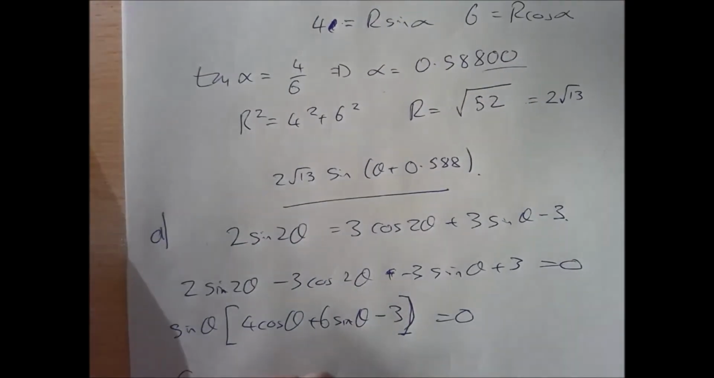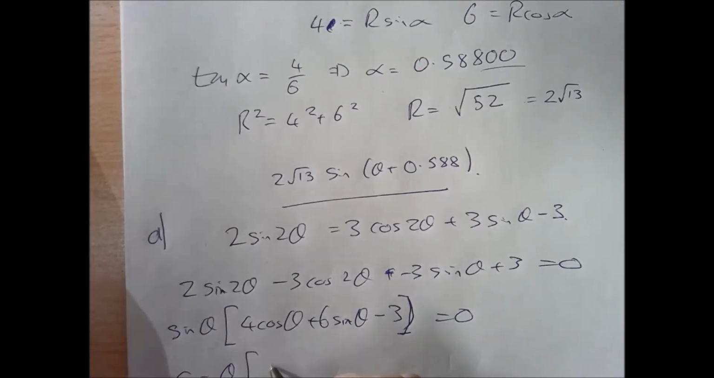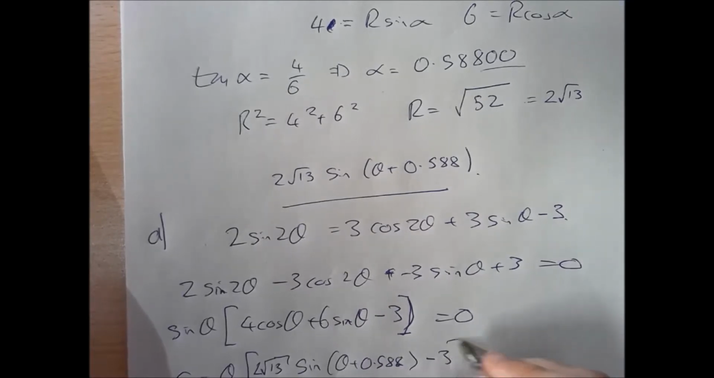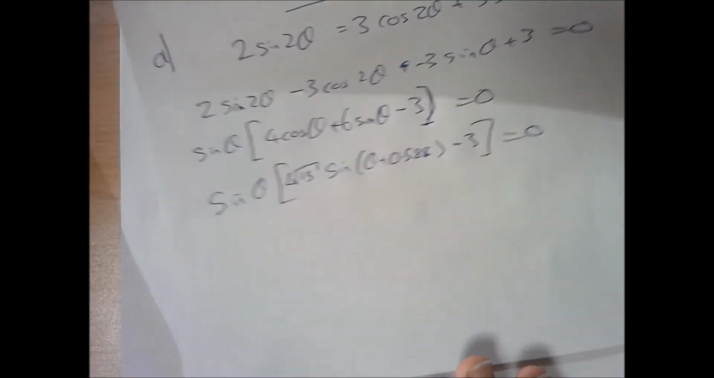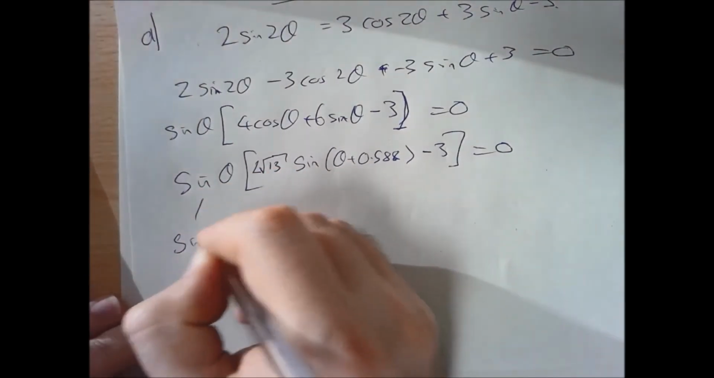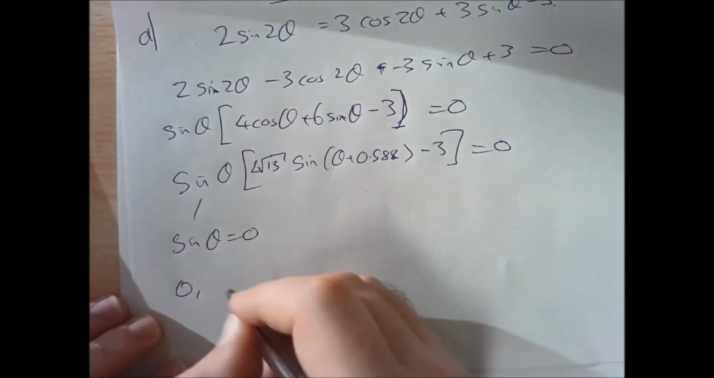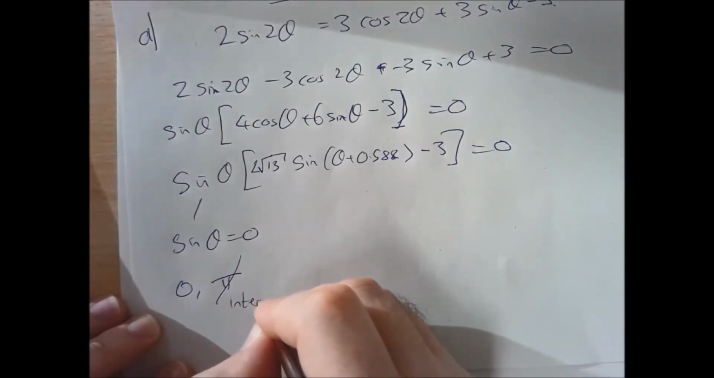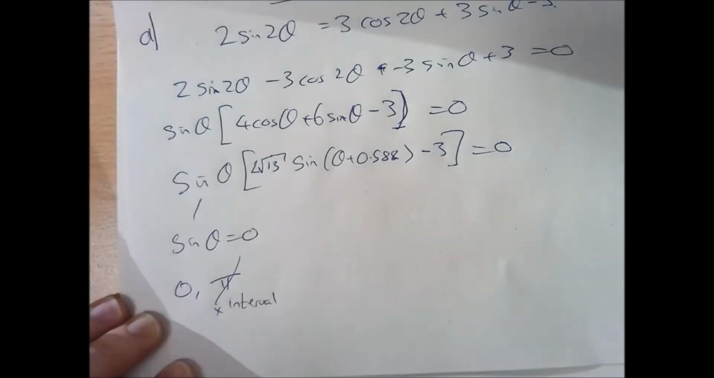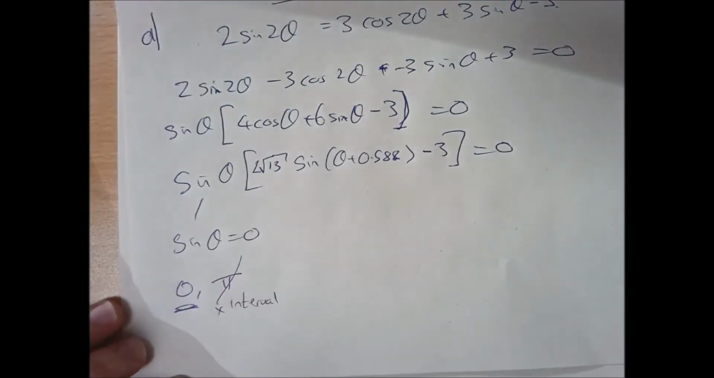So we get sine theta, and then we're going to write this as 2 root 13 sine theta plus 0.588 minus 3 equals 0. This gives us 2 trig problems to solve. It gives us sine theta equals 0, which has solution 0. The next one is pi, but that's actually out of our range. It's not in our interval. But this one is a correct one of our solutions, so we're going to keep that for later.